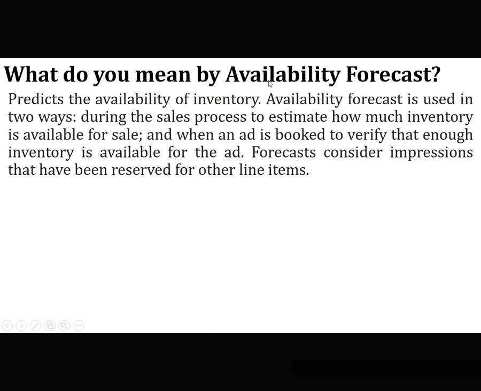Fifth is, what do you mean by availability forecast? So it predicts the availability of inventory. Availability forecast is used in two ways: during the sales process to estimate how much inventory is available for sale, and second, when an ad is booked, to verify that enough inventory is available for the ad. Forecasts consider impressions that have been reserved for other line items.